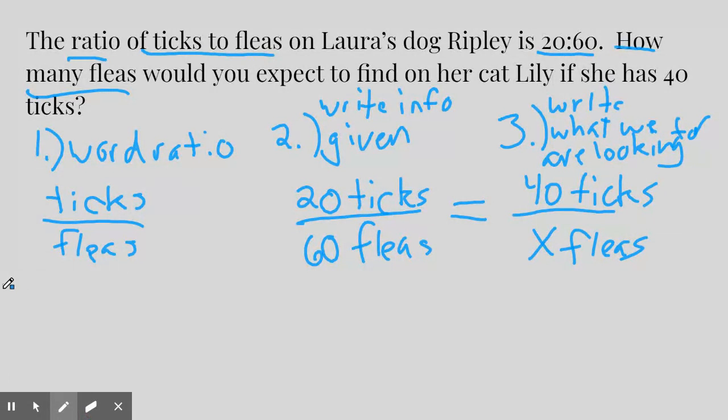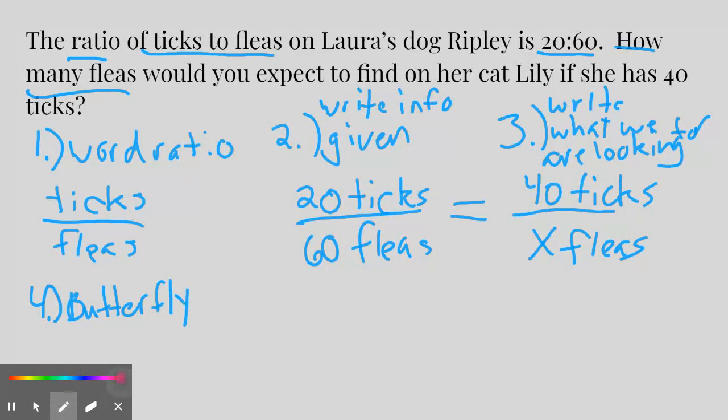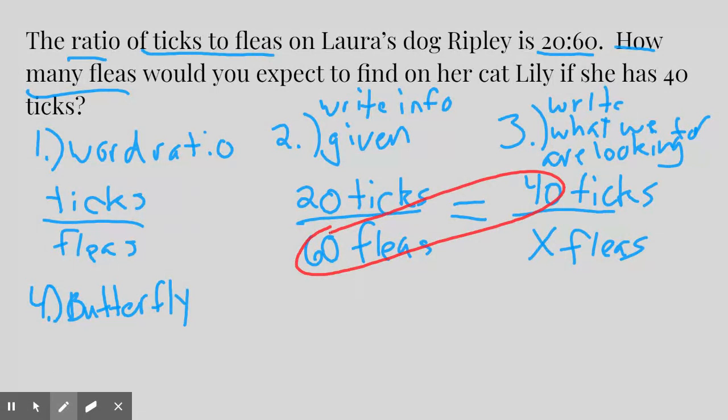All right, our last step is to solve. We're going to do our butterfly method. So remember, my first step in the butterfly method is to cross multiply. Well, the only diagonal with 2 numbers in it is 60 and 40. So I'm going to multiply 60 times 40.